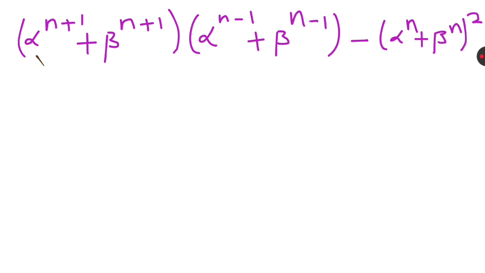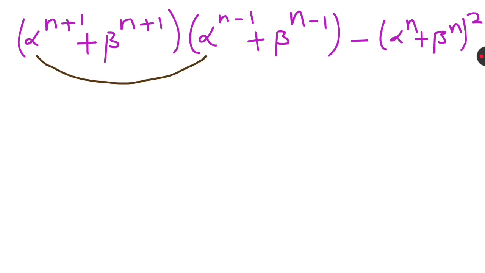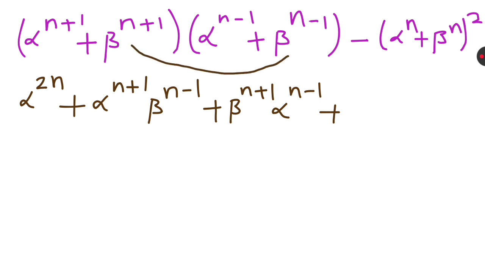Let's open the brackets and multiply each and every term. Alpha^(n+1) times alpha^(n-1). Here, when bases are same, we can add the powers. So if we add the powers, plus 1 minus 1 gets cancelled, so we are left only with n + n, which is 2n. So it becomes alpha^(2n) plus. Now we have to do alpha^(n+1) times beta^(n-1). Now you have to start with beta^(n+1), so that is beta^(n+1) times alpha^(n-1), plus beta^(n+1) times beta^(n-1).